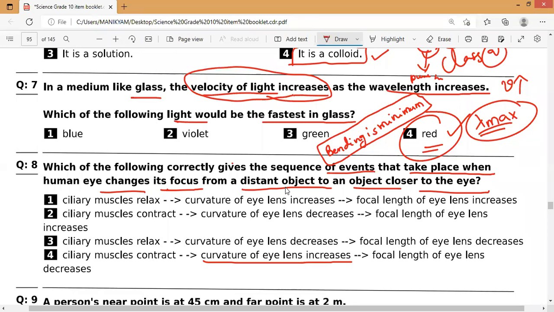Mr. Pradosh, do you remember that? I told you to mark it. Everybody make it. Okay, so option 4 is correct. Ciliary muscles will contract so that the thickness of the lens increases. The focal length decreases. So the curvature of the lens increases. Curvature means thickness. So the focal length is decreasing. So option 4 is the correct option.